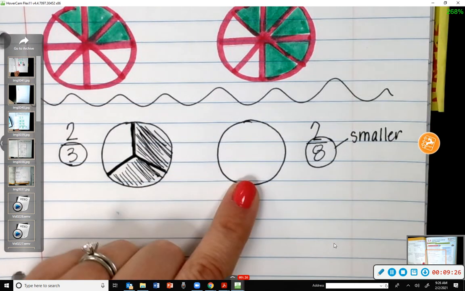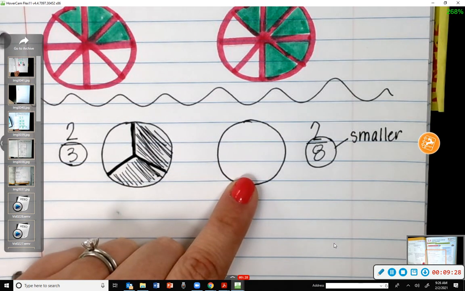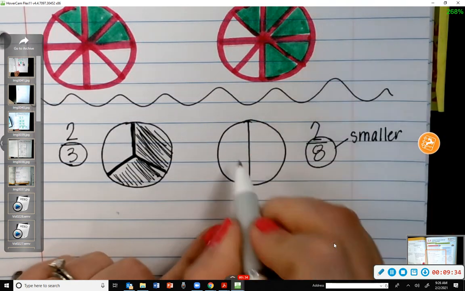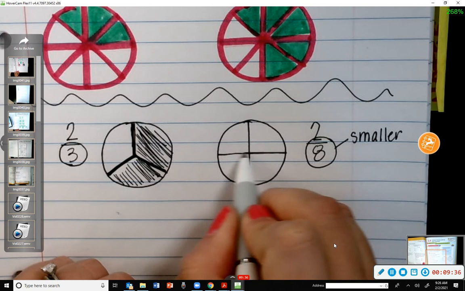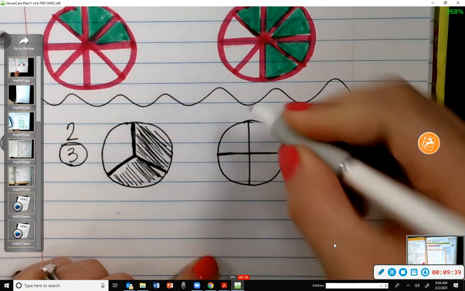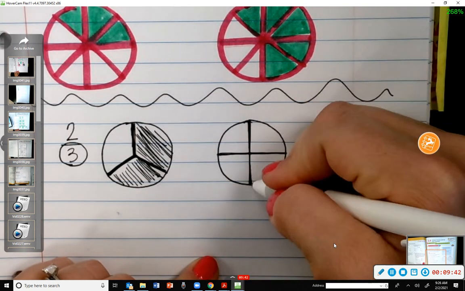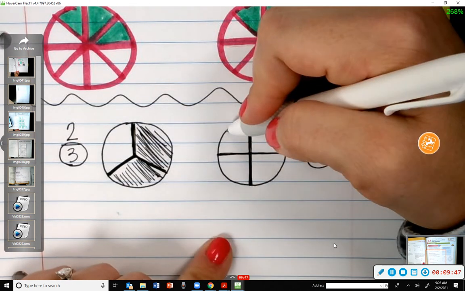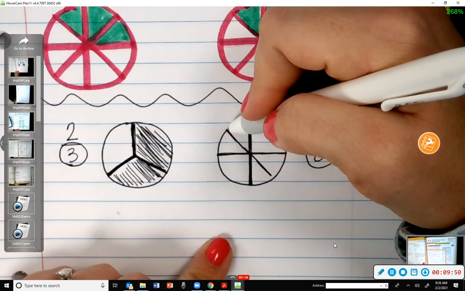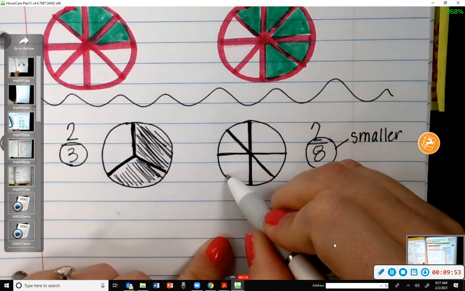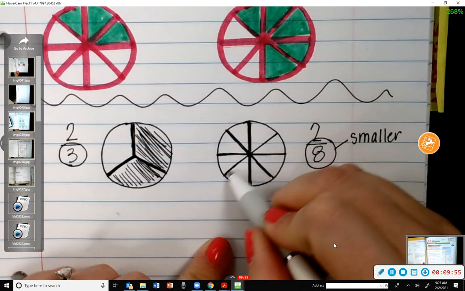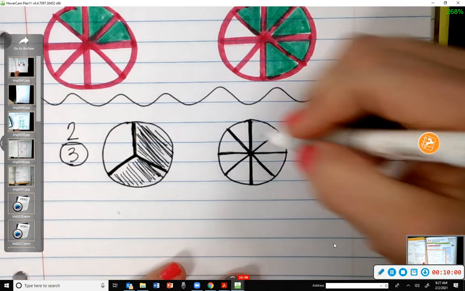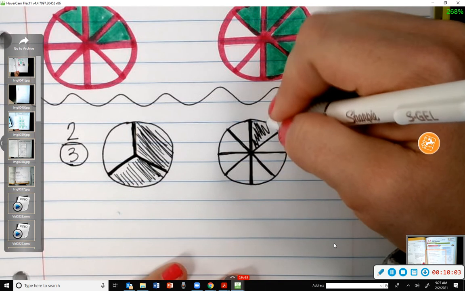Okay, now over here, I need to cut this pizza into how many slices? 8. Good. So to draw 8s, we go down to make a cross, and an X. So try the best you can to make all your pieces equal. Cut this in the middle, going down like an X, and down through the center, and then we need to shade 2 pieces again. 1, 2.